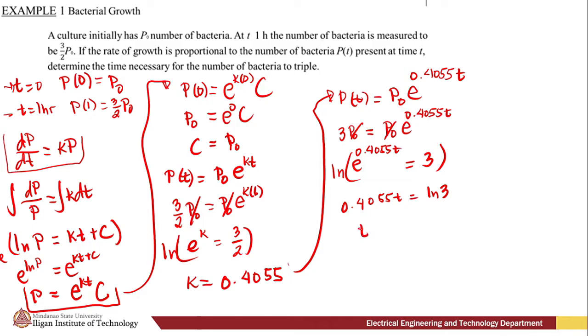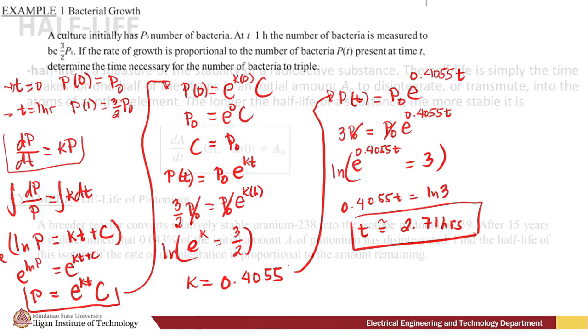Solving for t, we have ln 3 divided by 0.4055. The answer is approximately equal to 2.71 hours. So it takes 2.71 hours for the number of bacteria to triple.